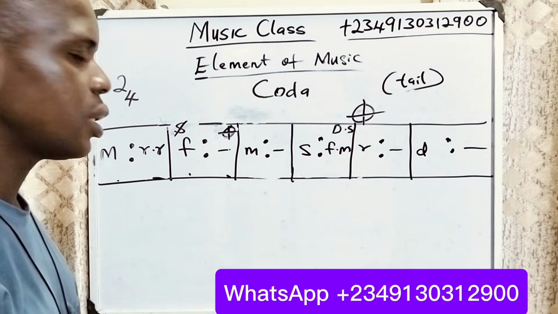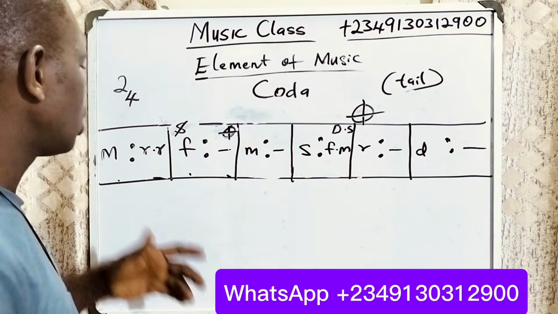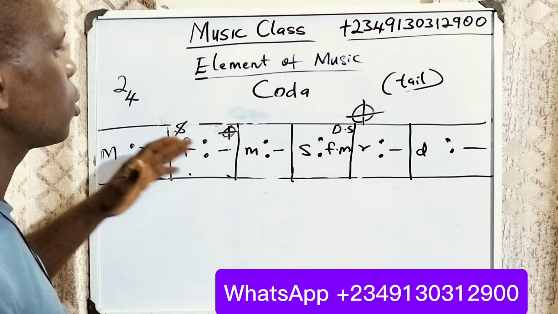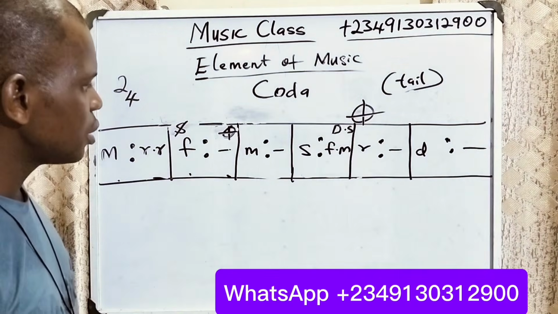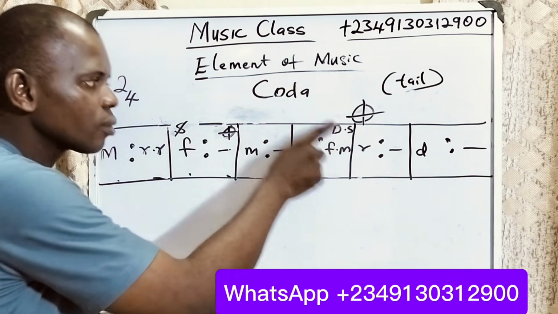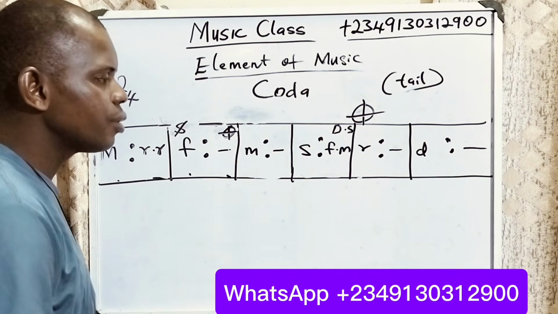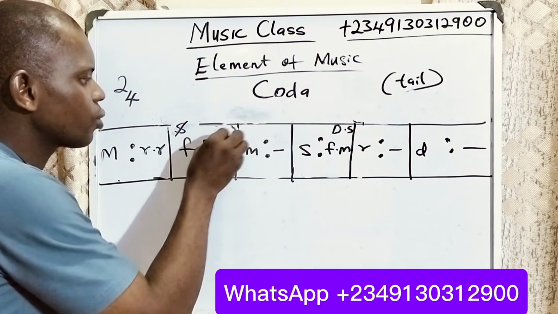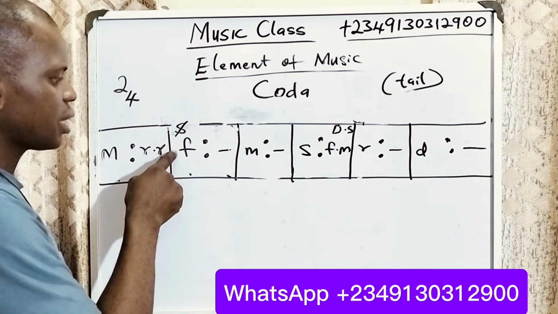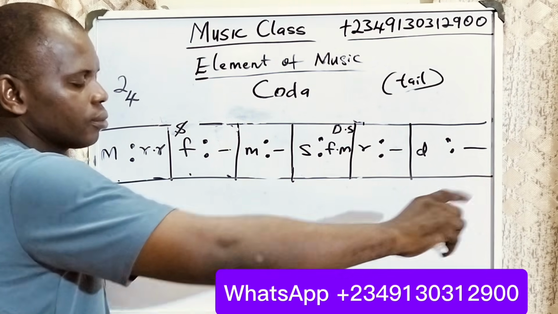I don't know whether you are understanding it, but if you are not, you can message me, and maybe I'll do a full video of a song about this. But this thing is simple. When you see D.S., it means go back to the sign. Had it been that we don't have a coda here, what this means is go back to the sign, and once you reach the sign, you continue singing.